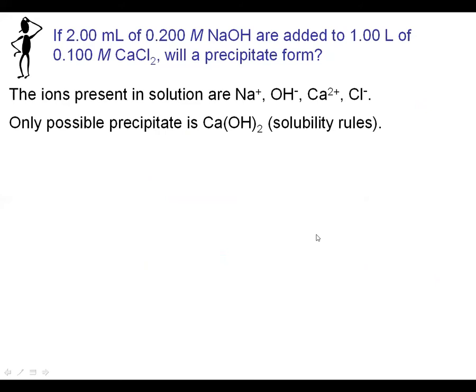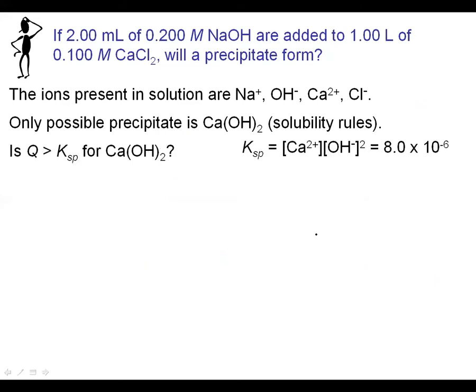So let's take a look at this problem. If we mix 2 milliliters of 0.2 molar sodium hydroxide with 1 liter of calcium chloride, will a precipitate form? The first thing you want to think about is the solubility rules. Is there any combination? It's going to be a double displacement reaction. So is there any combination which, when these two come together, will form a solid?